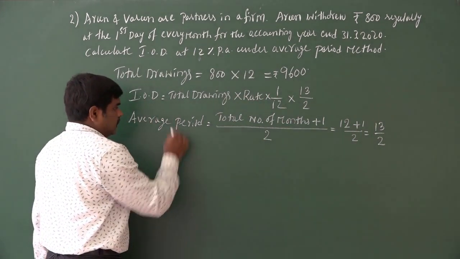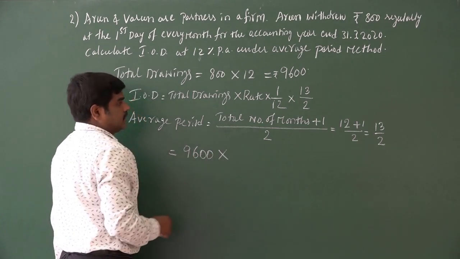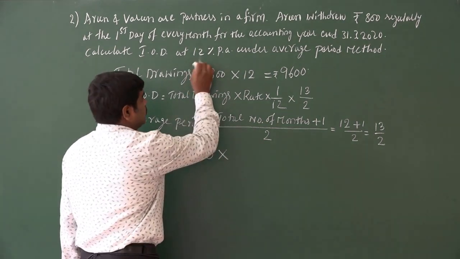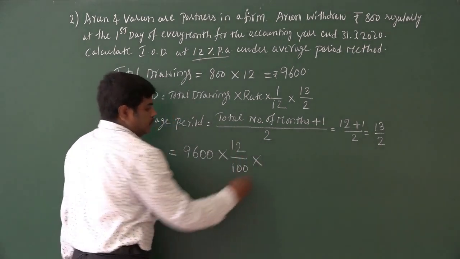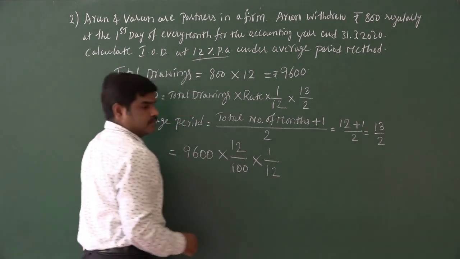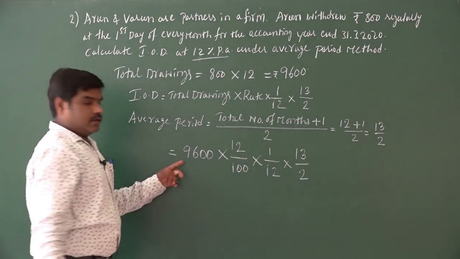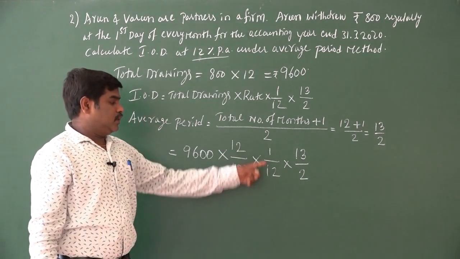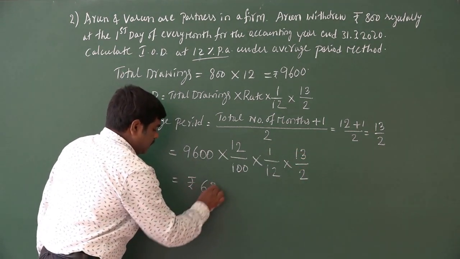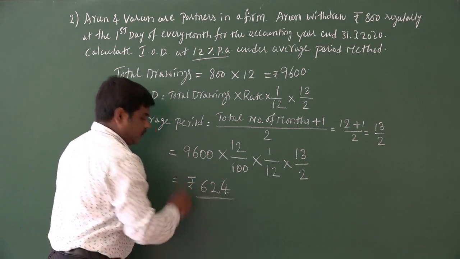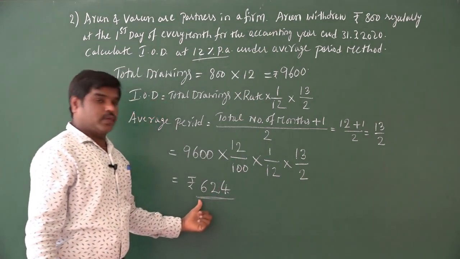So apply the formula. Total drawings 9,600 into rate 12% into 1 over 12 into average period 13 divided by 2. So the answer is 624. So Arun's interest on drawings is 624.